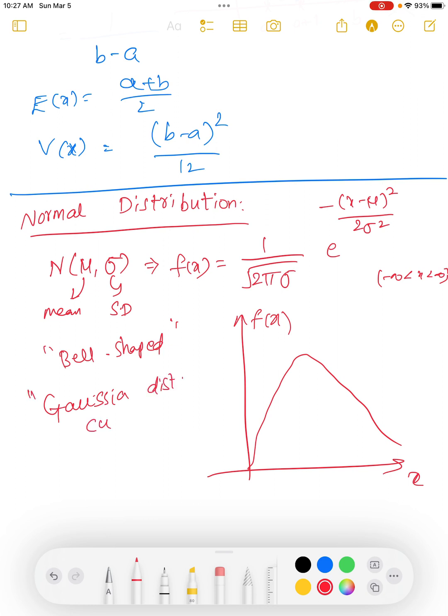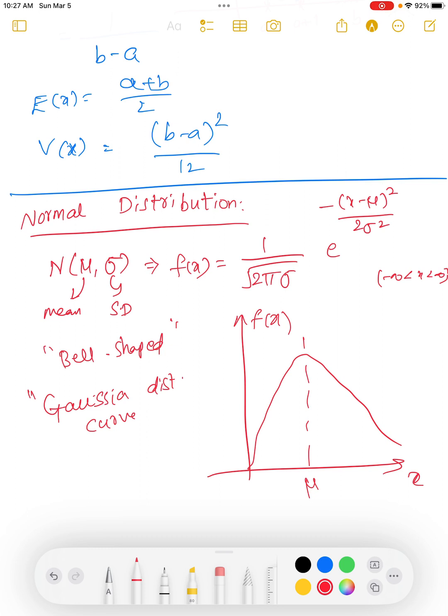Okay, so it is symmetrical about the mean. And here it is very difficult to find probability functions using the normal distribution.